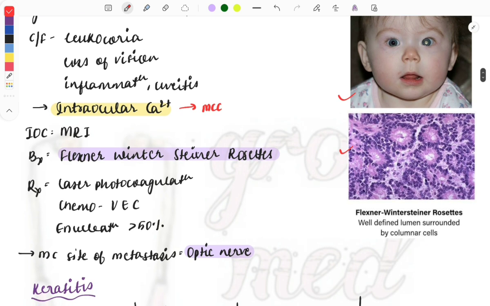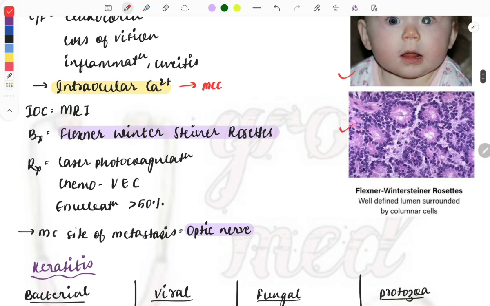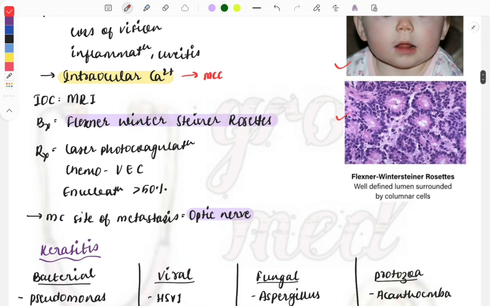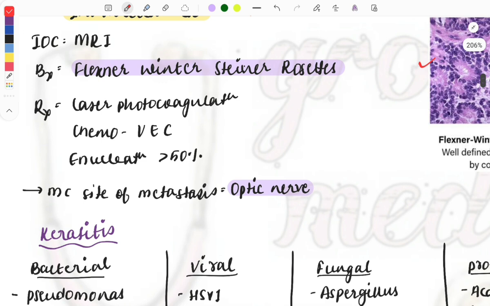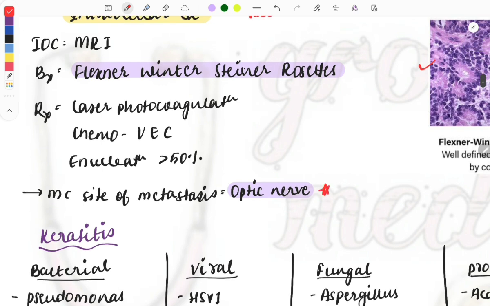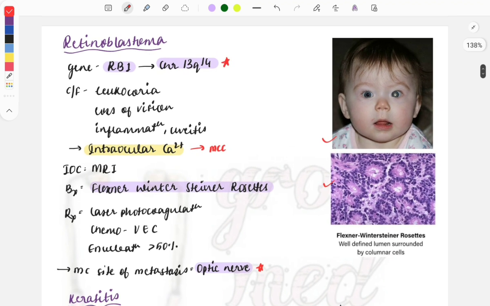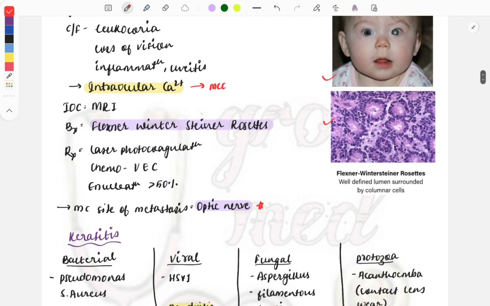Then treatment is laser photocoagulation. Then chemotherapy, we will be using VEC: vincristine, etoposide, and cyclophosphamide. So these are the chemotherapeutic agents we will be using. And if more than 50% is involved, then we need to go with enucleation. Another important one-liner asked is the most common site of metastasis, the optic nerve. So these were the things which you must remember from retinoblastoma, a very important topic, must do.